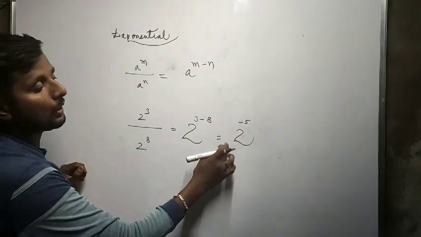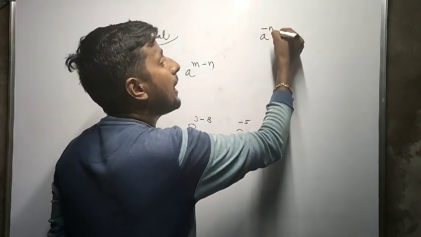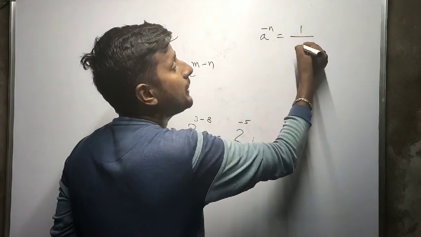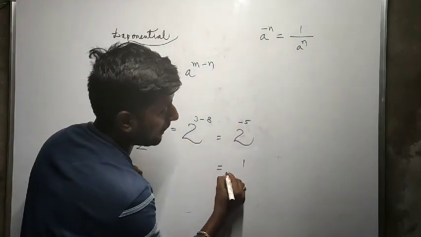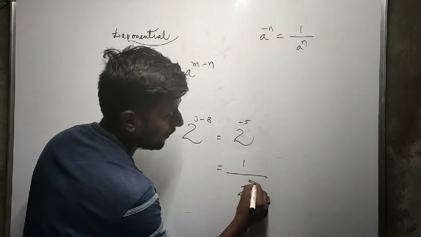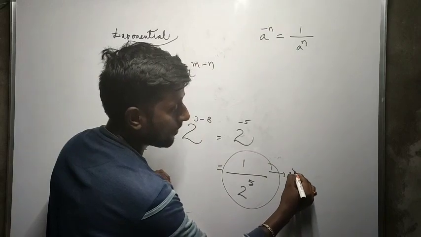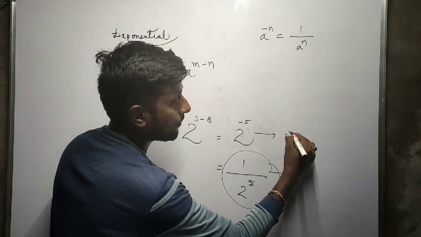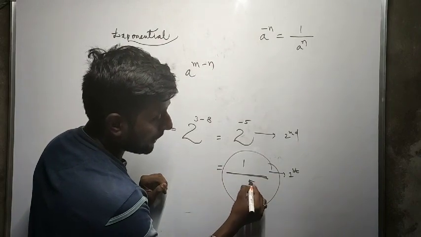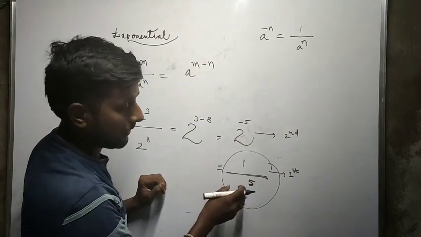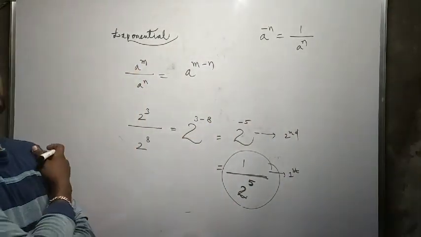What happened here? We got the power as a negative. So we have a formula: if a has a negative exponent, then we send it to the denominator place as positive. Here we apply that formula and write 1 by 2 power 5. Now, what happens in the second step? When a number had a positive exponent in the denominator place, and the same number comes to the numerator place, the exponent changes to the opposite sign.